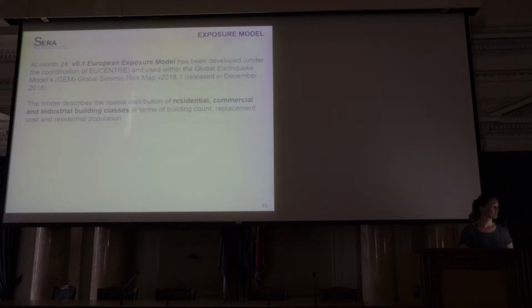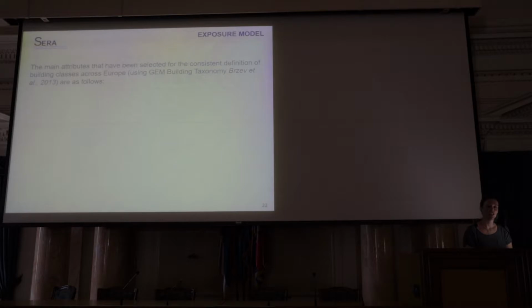This model describes the spatial distribution of residential, commercial, and industrial building classes, and it tells us the number of buildings, the replacement cost of those buildings, and the number of people within those buildings.